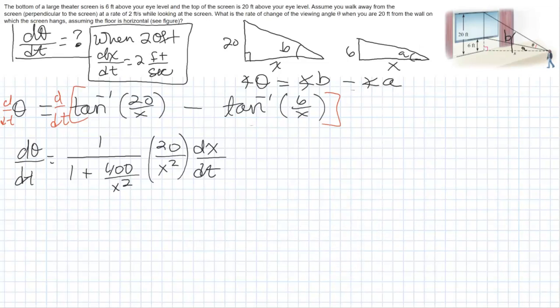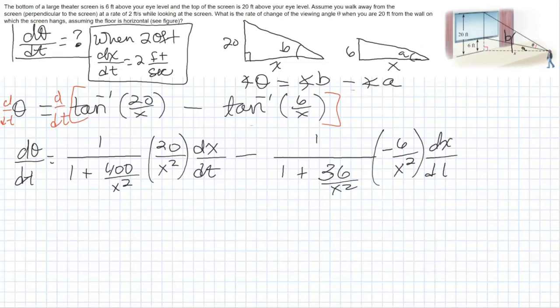Same concept, we're going to do that exactly one more time here. Minus the derivative of inverse tangent, which is 1 over 1 plus the input squared, the input here being 6 over x, so that would be 36 over x squared, multiplied by the inside derivative, which would be negative 6 over x squared dx dt.